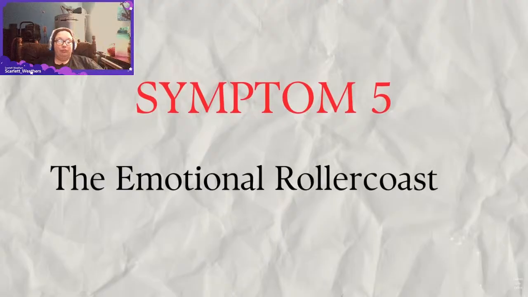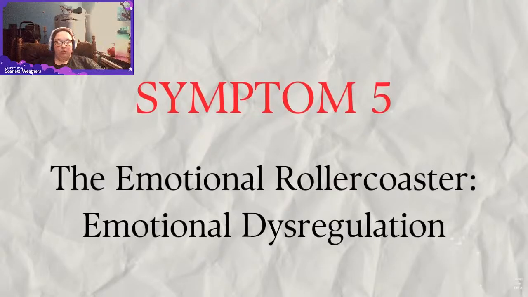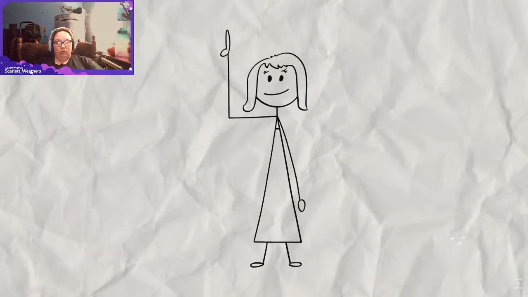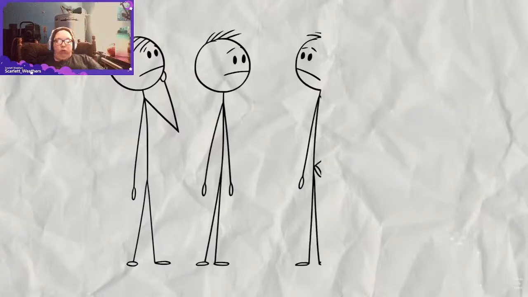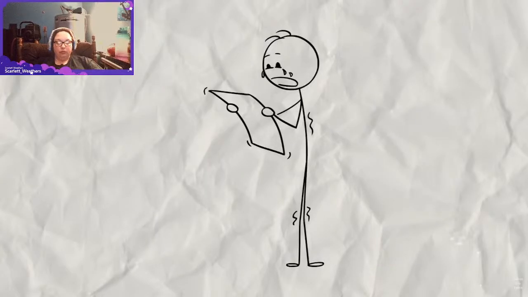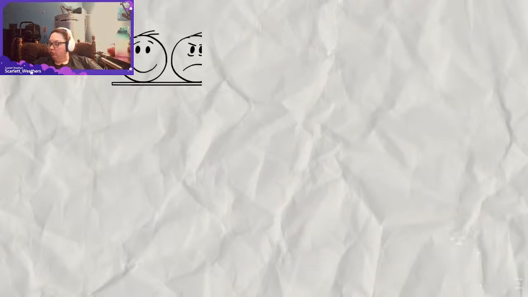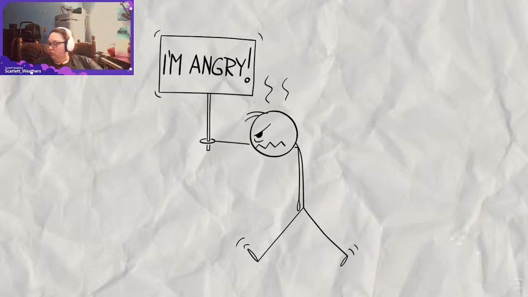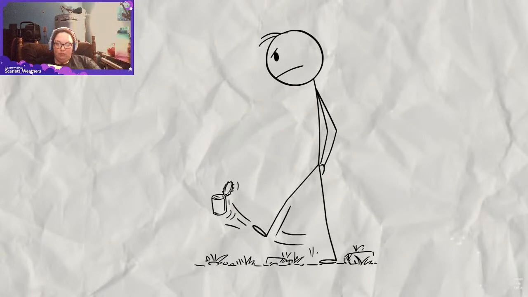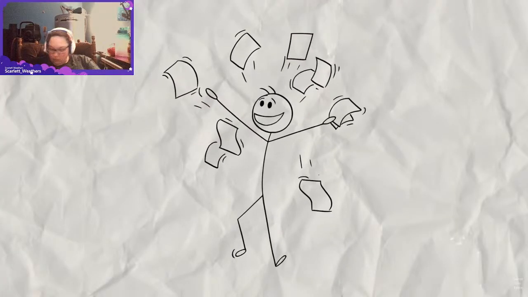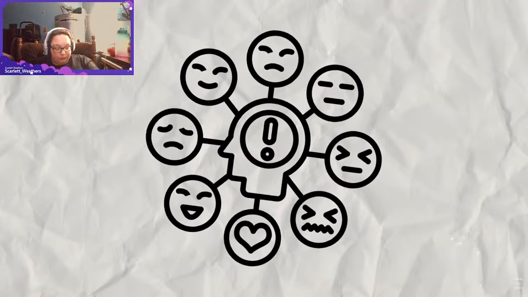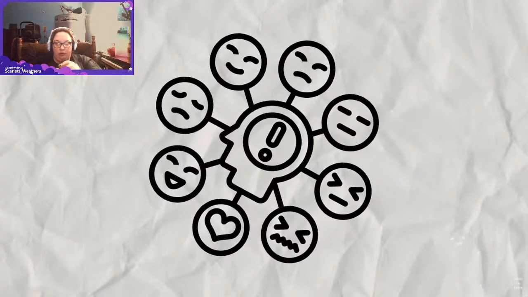Symptom 5, the emotional roller coaster, emotional dysregulation. While not officially part of the diagnostic criteria in some manuals, emotional dysregulation is a profoundly impactful symptom for many with ADHD. This means experiencing emotions intensely and having difficulty regulating their expression. Small frustrations can escalate into explosive anger. Minor setbacks can trigger deep sadness, and joy can be overwhelming. It's not that emotions are wrong, it's that the internal thermostat for emotional responses is skewed.